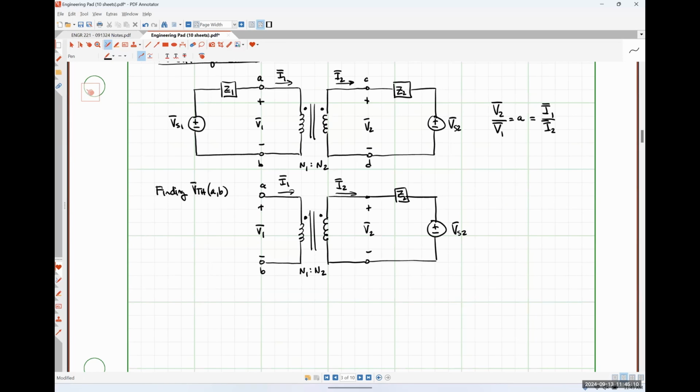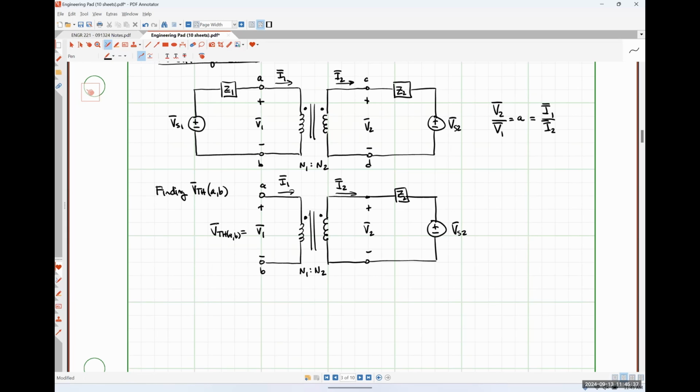Voltage between A and B, which is the same thing as V1, right? So I'm just going to put an equal sign over here and call this VTH A comma B. Whenever we're finding the Thevenin equivalent voltage, it's always the voltage drop across an open circuited set of terminals. A and B are already open circuited terminals, so all we're really looking for is this voltage V1.